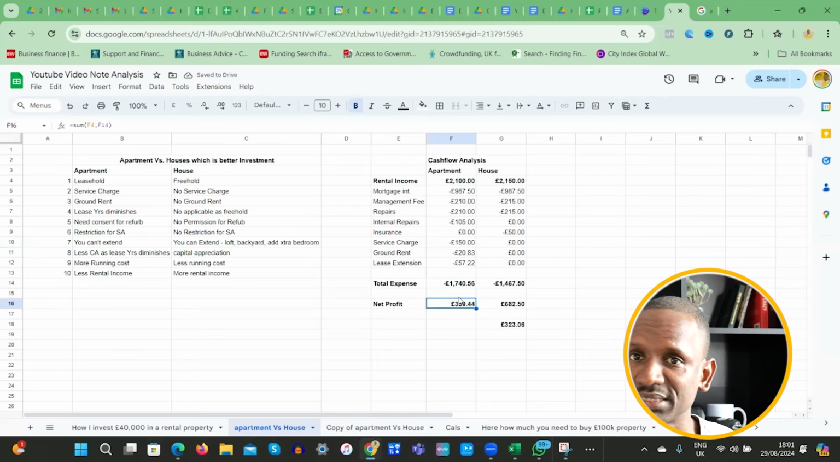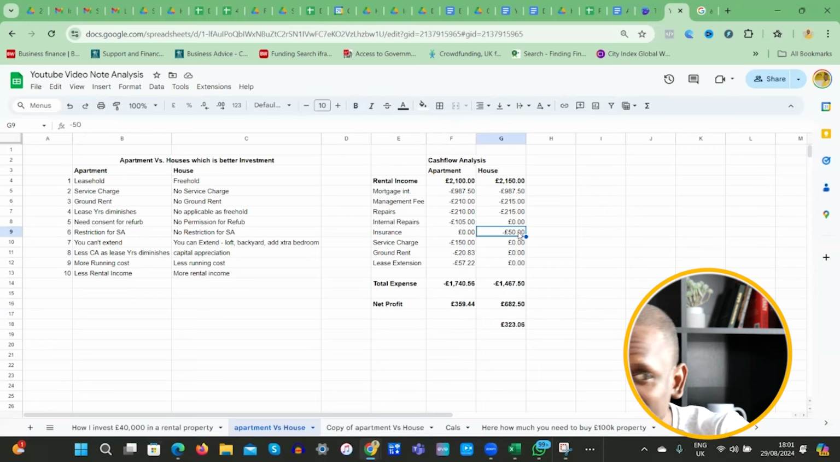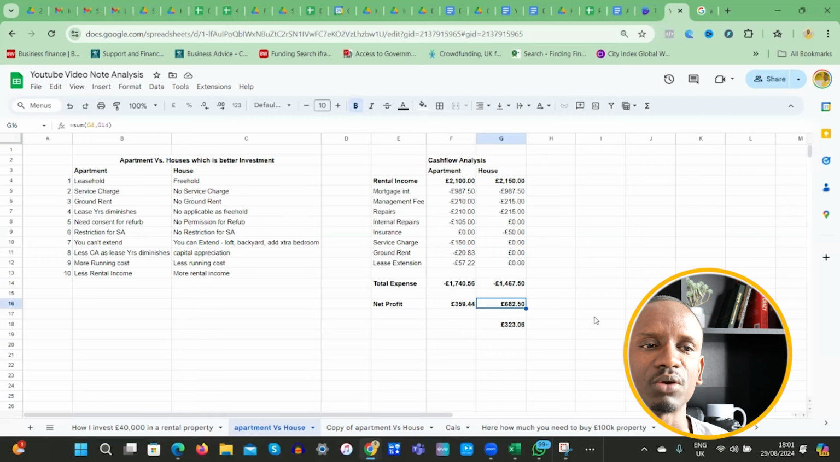Suppose then people are arguing, oh, apartments don't pay building insurance. So let's take the building insurance off. Okay, the same apartment only generates you £359.44. With the freehold house, including the building insurance, that property still generates you £682.50. That is £323 more net profit than an apartment. So the choice here is absolutely obvious, isn't it?